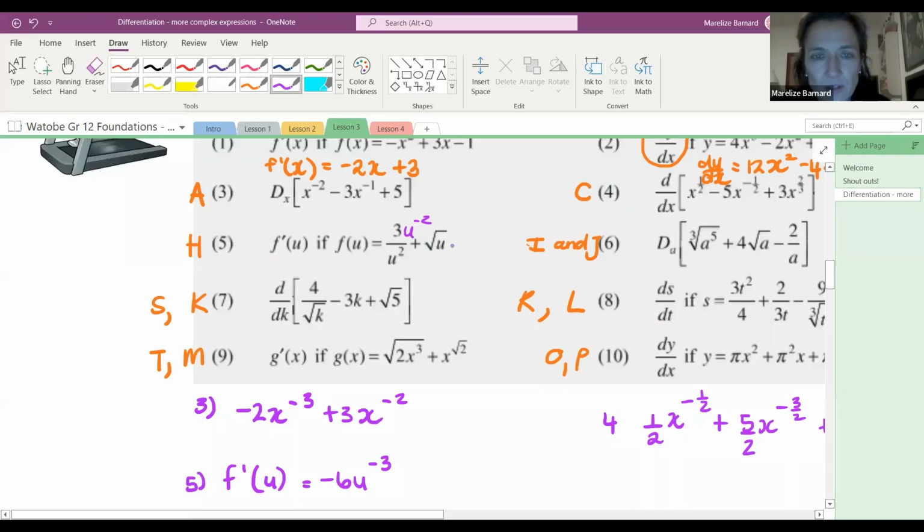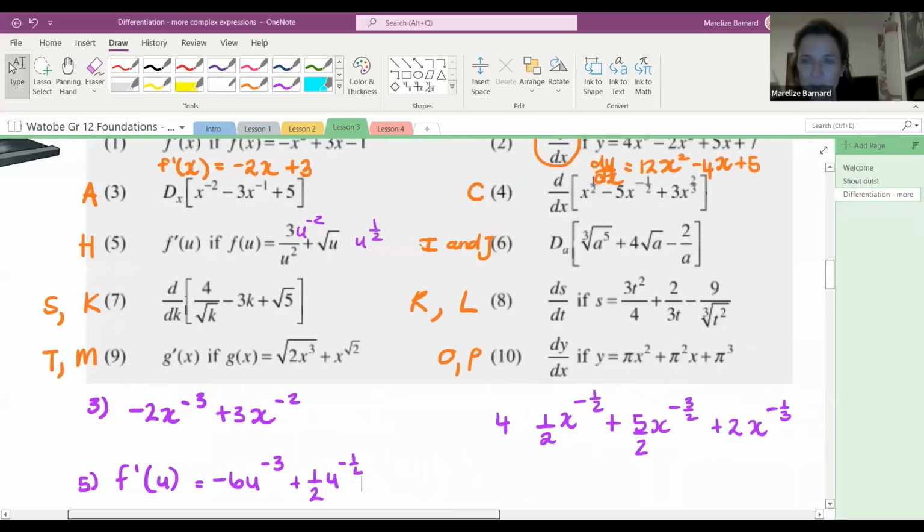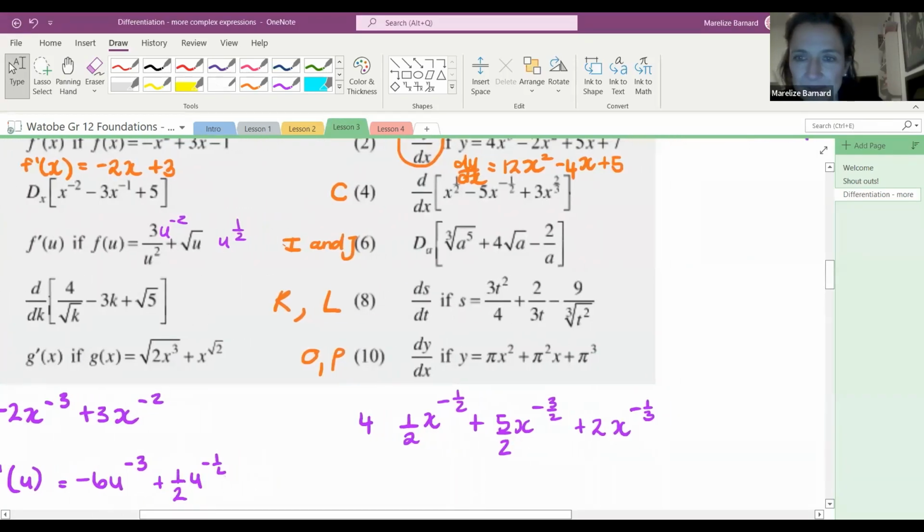And then U to the power of a half will be the square root of U, which will be U to the power of a half. Times 1 gives me a half U to the minus a half. Excellent work, Hope. That is correct. Excellent. Okay, so here's number 6, and Itumeleng has posted an answer for 6. Anyone else? Yes, Hope did 6 as well because she finished quickly. So well done, Hope.